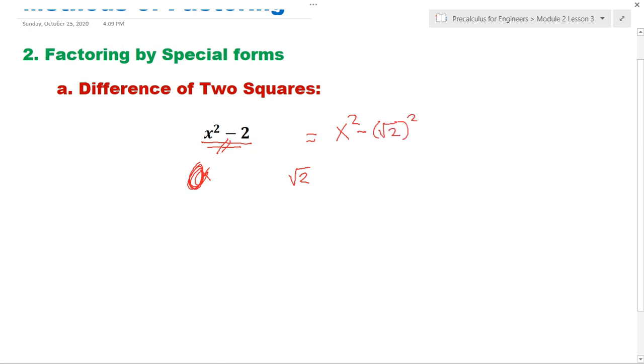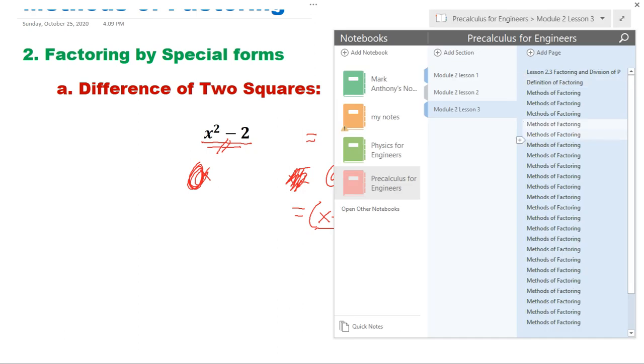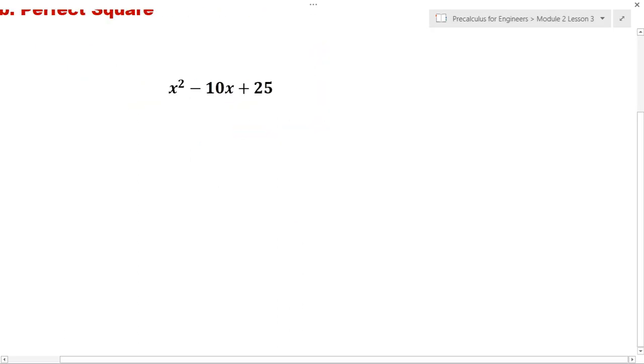So, given that we accept irrational numbers, if di tayo ma-accept ng irrational number, therefore, we cannot factor this one. So, since accept tayo ng irrational number, therefore, we can factor this in a form a plus b times a minus b. So, this is equal to x plus square root of 2 multiplied by x minus square root of 2. So, ganun lang siya. This is how we are going to factor out this kind of example. Next, how about we have this one?